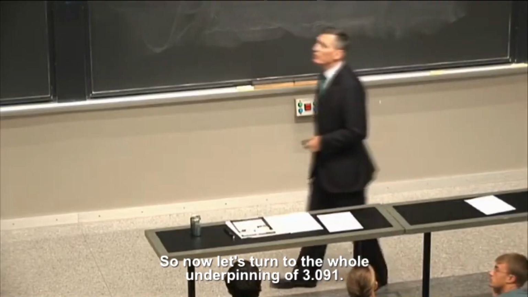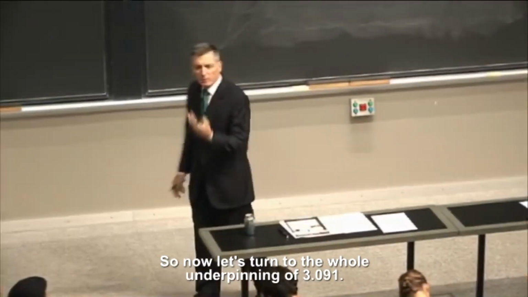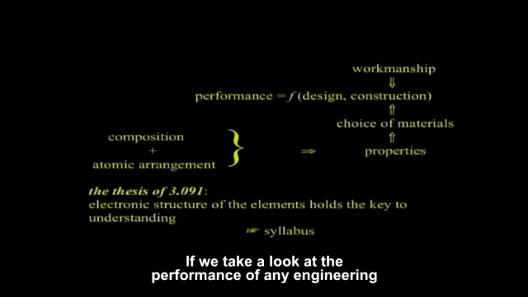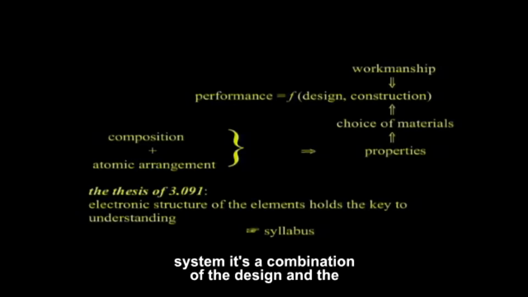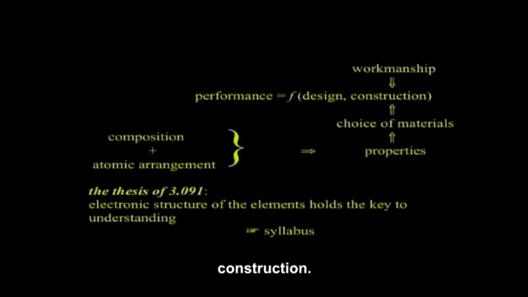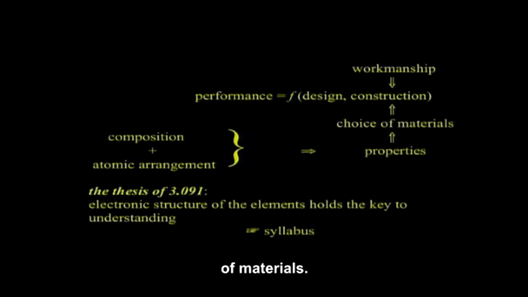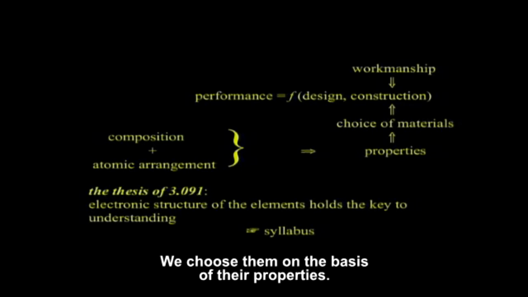So now let's turn to the whole underpinning of 3091. If we take a look at the performance of engineering, any engineering system, it's a combination of the design and the construction. Now, the construction is both the workmanship and the choice of materials. Now, how do we choose materials? We choose them on the basis of their properties.